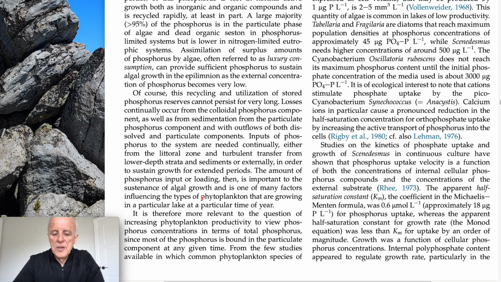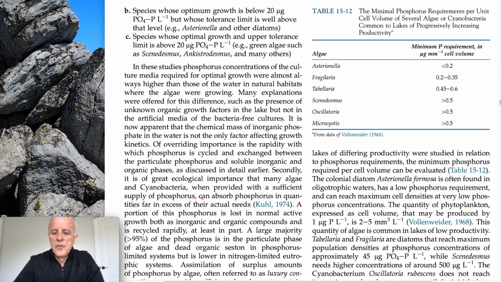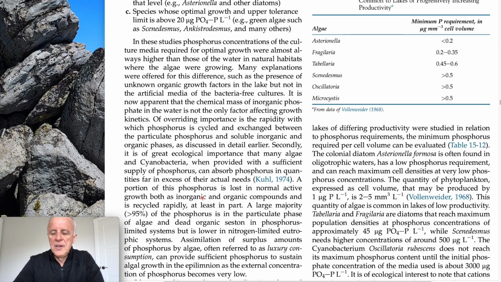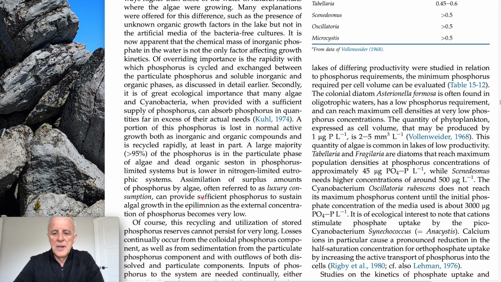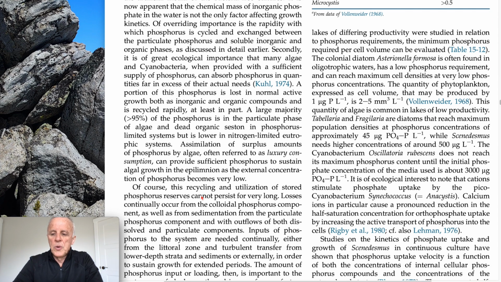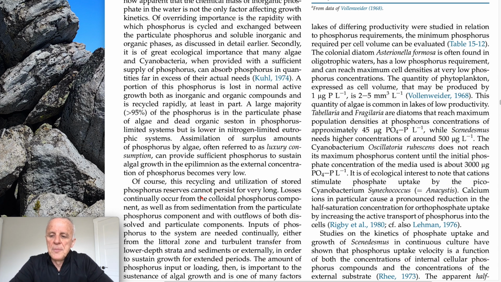From the few studies available in which common phytoplankton species of lakes of different productivity were studied in relation to phosphorus requirements, the minimum phosphorus required per cell volume can be evaluated. The colonial diatom Asterionella formosa is often found in oligotrophic waters as it has a low phosphorus requirement. It can reach maximum cell densities at very low phosphorus concentrations. The quantity of phytoplankton expressed as cell volume that may be produced by 1 microgram of phosphorus per liter is between 2 and 5 cubic millimeters per liter. This quantity of algae is common in lakes of low productivity.